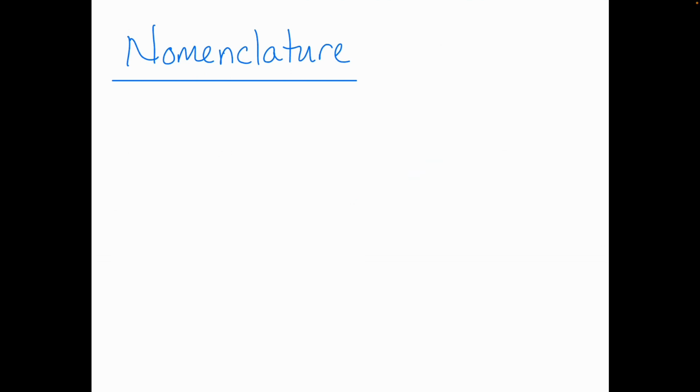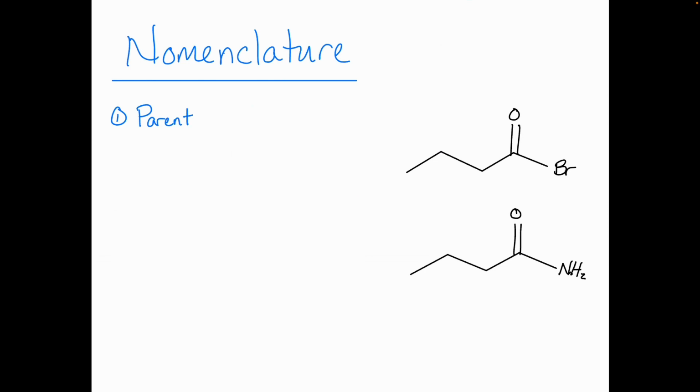So if we take a look at the acyl halides and the amides, we're going to lump those two together because they're fairly straightforward. Step one is, of course, to find that parent chain. For those acyl halides, the suffix on your parent chain is oyl, O-Y-L, and then that halide name. For the amide, they made it easy, it's amide.